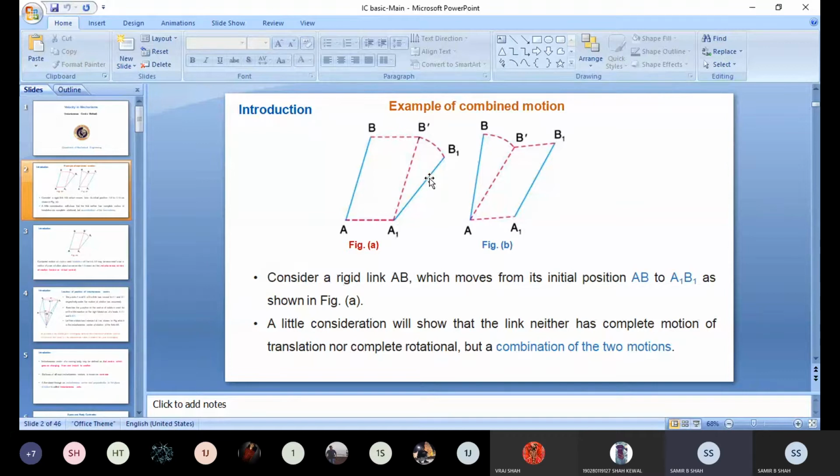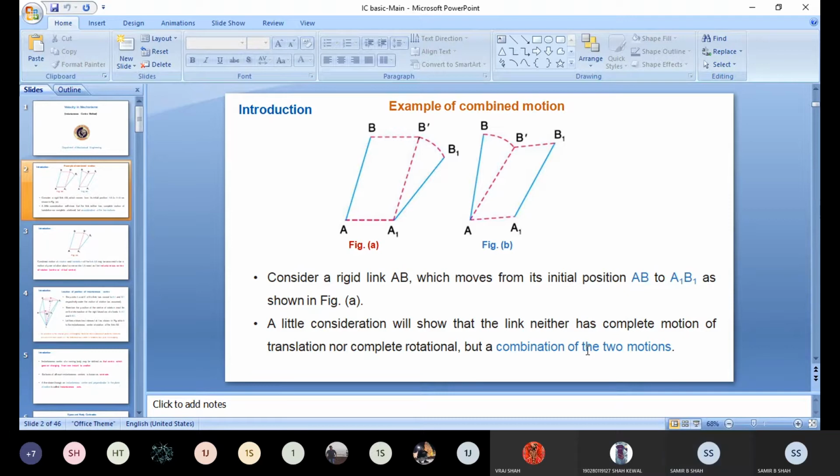If we talk about translation, we know that linear motion is there, then it is called translation motion, and if there is some theta, then it is called rotational motion. So to get the new position A1 B1, we haven't only one pure motion, either translation or rotation. It means it is a combination of two motions.